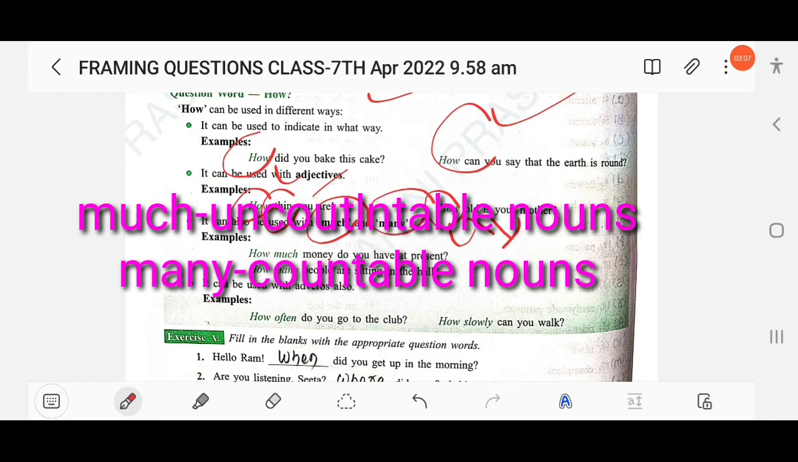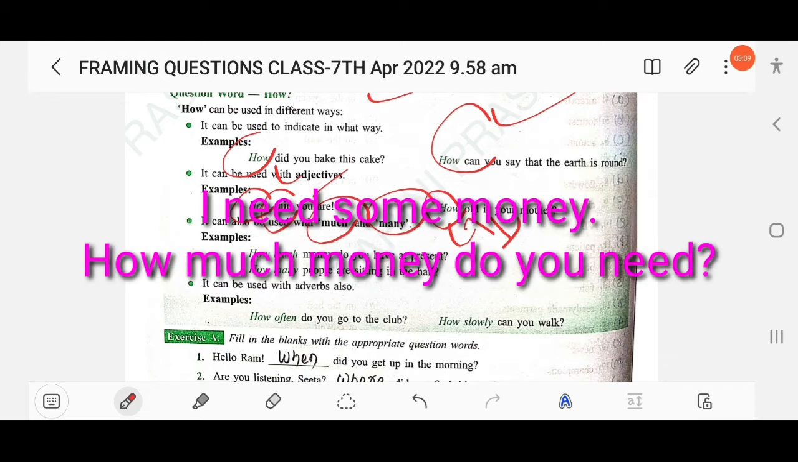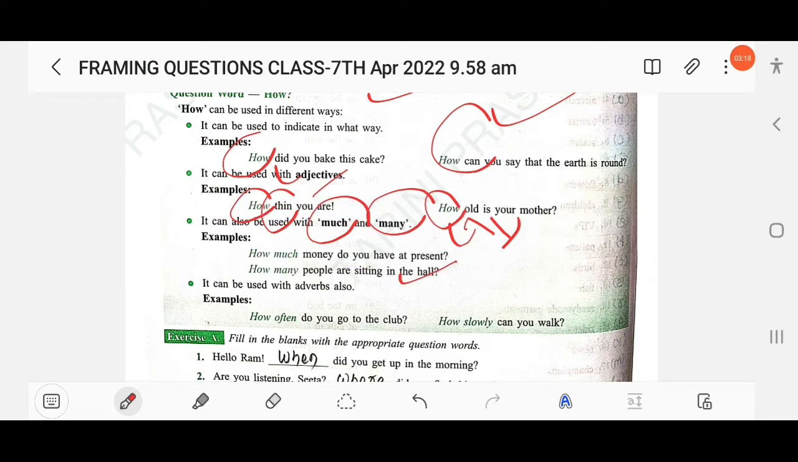I need some money. How much money do you need? Here money is uncountable, that's why you have to use much. If countable nouns are provided, right, how many people are sitting in the hall. There are 20 people sitting in the hall. How many people. Here you have to use how many.